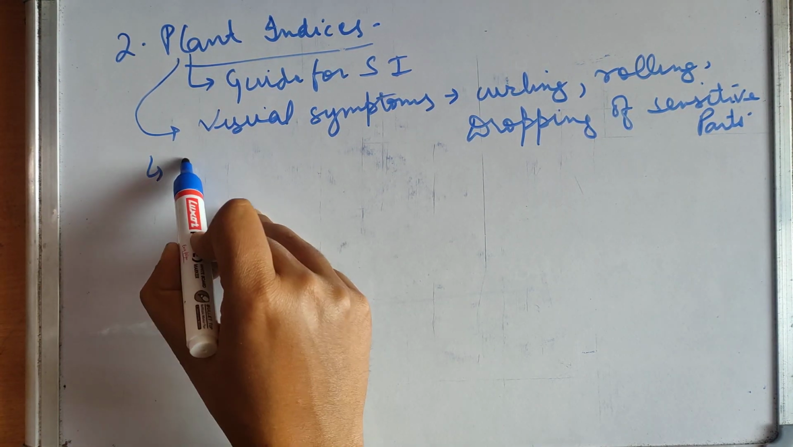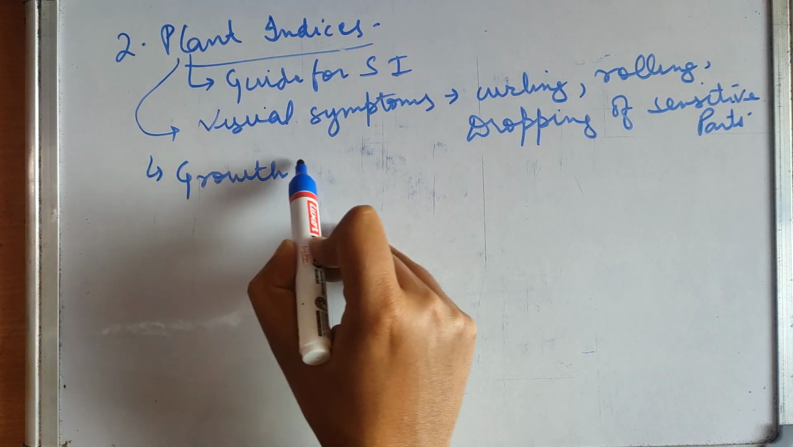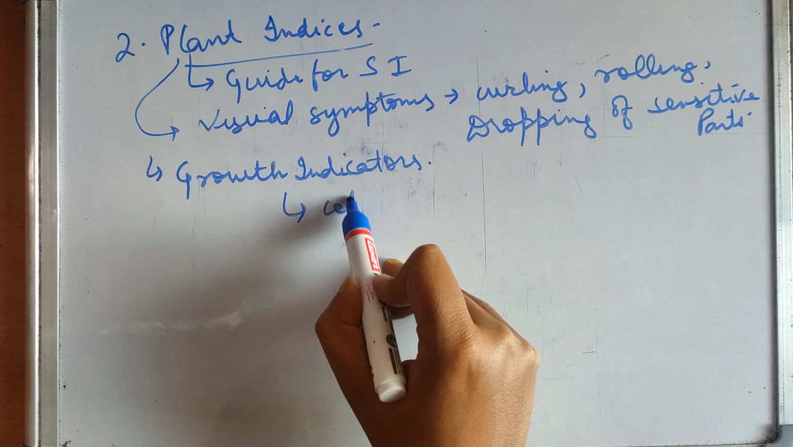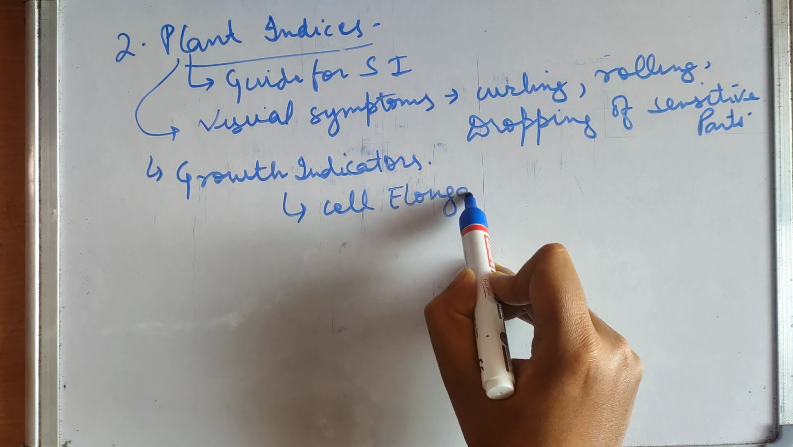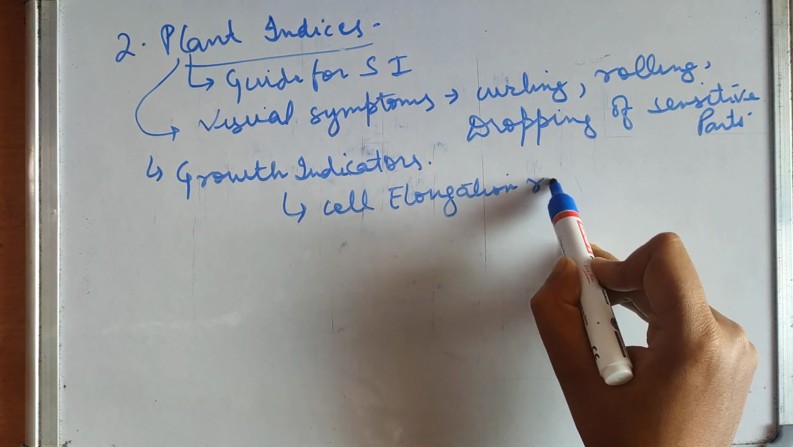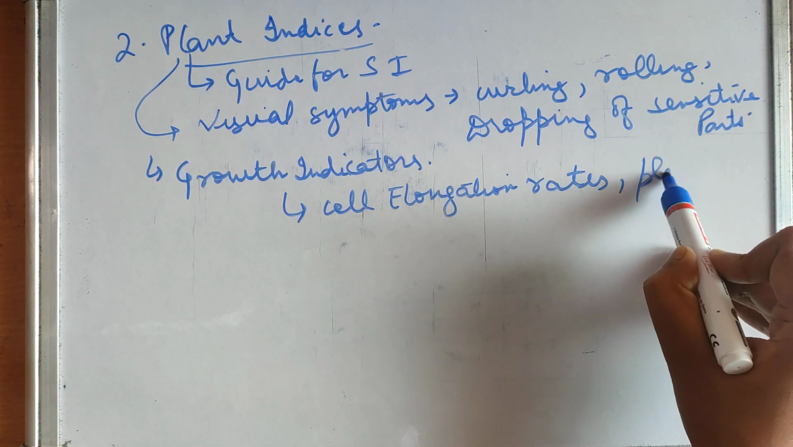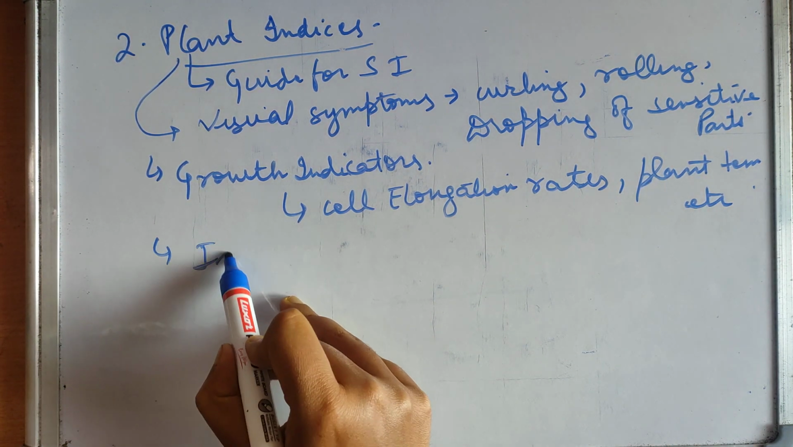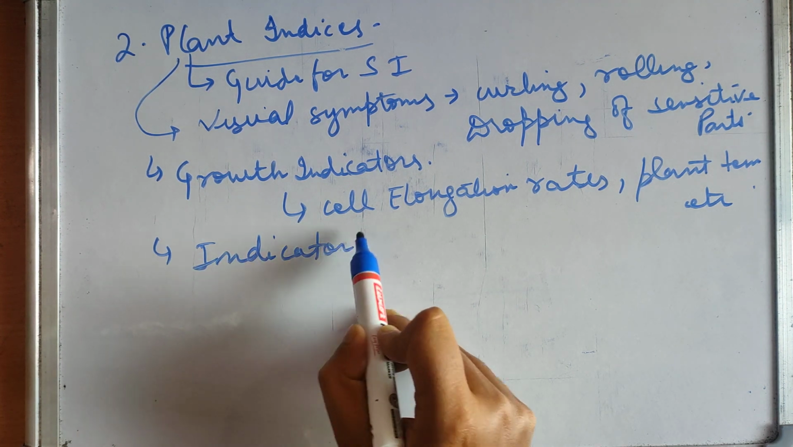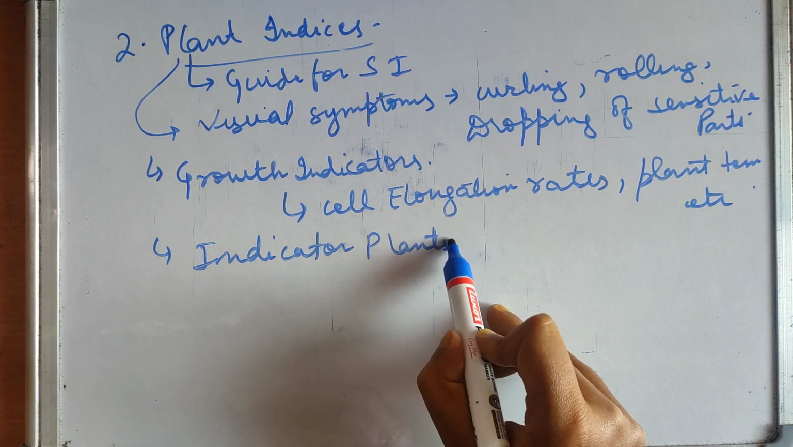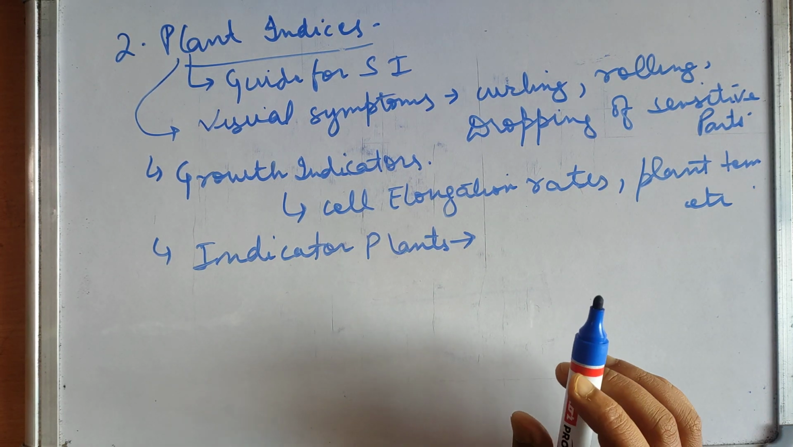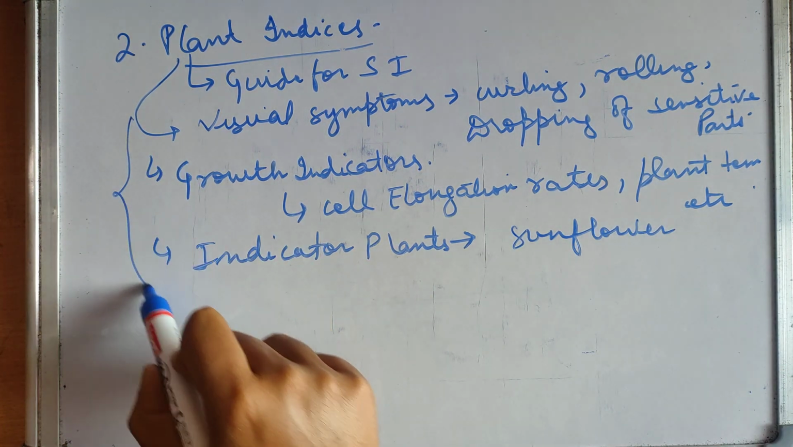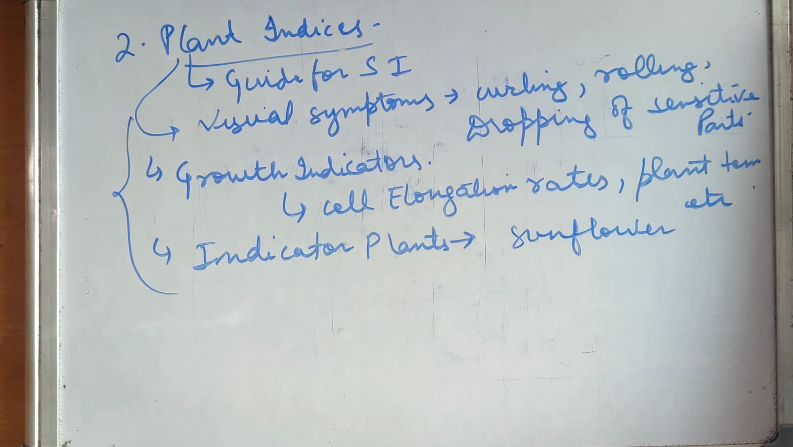There are some growth indicators, such as cell elongation rates, plant temperature, etc. Or we can also use some indicator plants such as sunflower. So these factors can be used as criteria for scheduling irrigation.